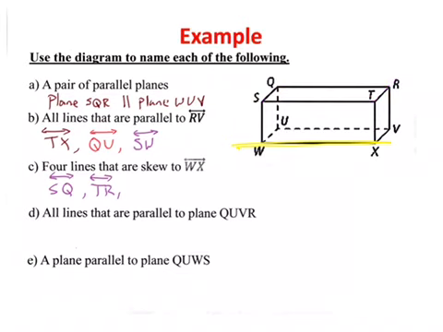Moving in a different direction, we could also say that QU and RV are also skewed to it. They're not parallel to it, but they don't cross it because they sit in a farther back plane. So QU and RV.